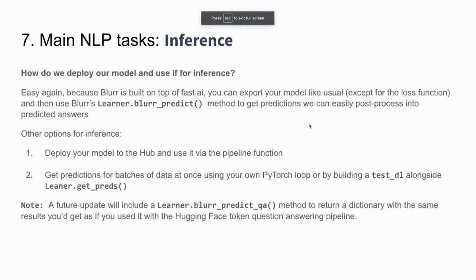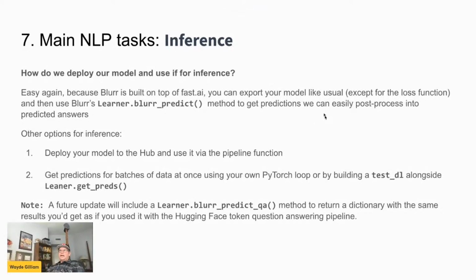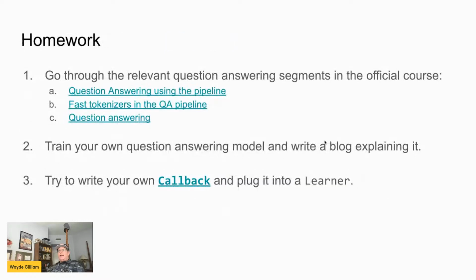And let's see if there's anything else. So again, there will be a blurr predict QA method. And that's basically it. These bits will be checked in the next 24 hours, and I really encourage you all to go back through the course and look at the relevant question answering information. I have links to that in the slides here, to where that exists in the course, and try training your own question answering model.